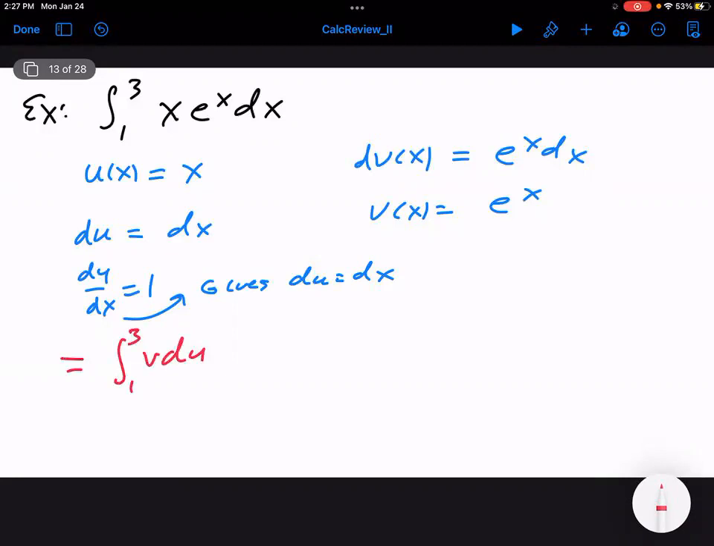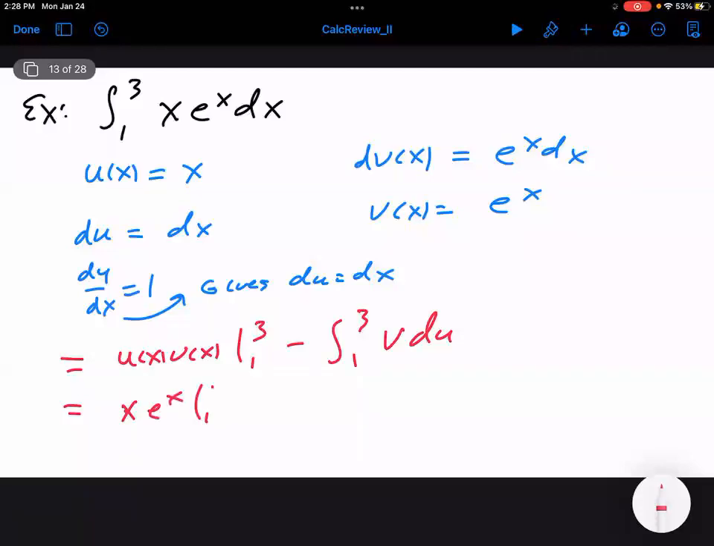This is supposed to equal the integral of v du from 1 to 3. I'm sorry, forgot the boundary term. It's supposed to equal u of x, v of x at 1 and 3 minus the integral from 1 to 3 of v du. And so when we substitute, u of x, v of x is going to be x e to the x at 1 and 3 minus the integral from 1 to 3 v du. V is e to the x, du is just dx, so it's just e to the x dx.